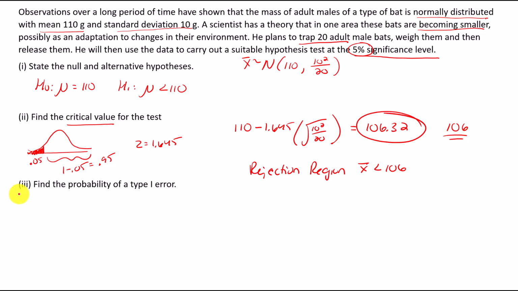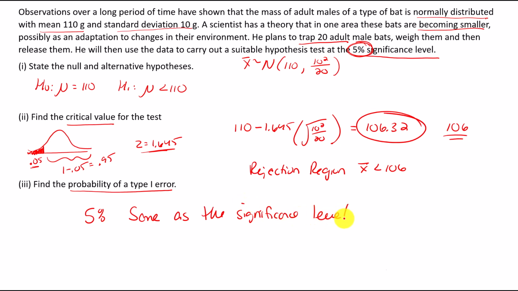All right, so part 3 says find the probability of a type 1 error. I want you to think about that for a second and try to answer this, and then check your answer with me. Okay, think about what a type 1 error is, guys. A type 1 error is wrongly rejecting the null. And at a 5% significance level, which is what gets us this z value and this critical value, a type 1 error is just 5%. It is the same as the significance level, which we learned when we did the binomial distribution, okay?